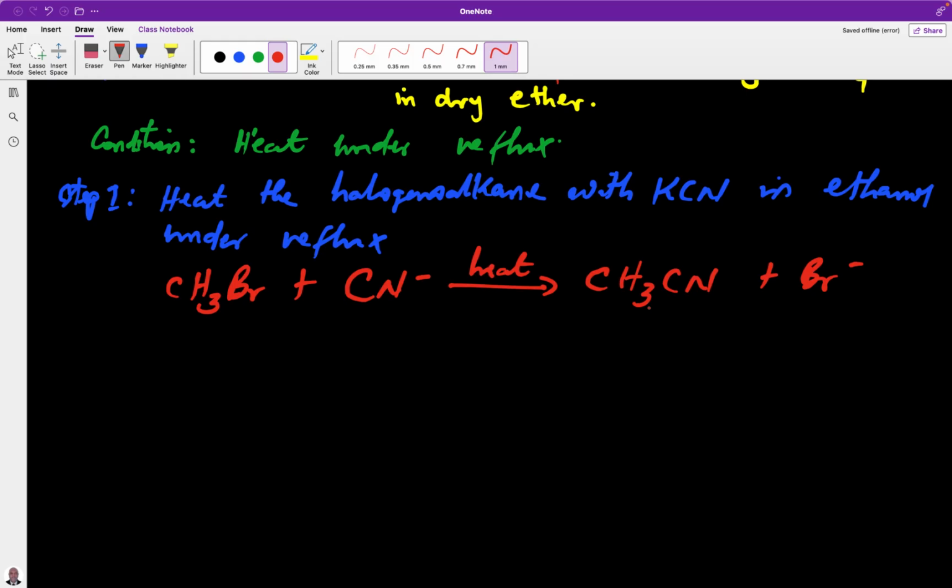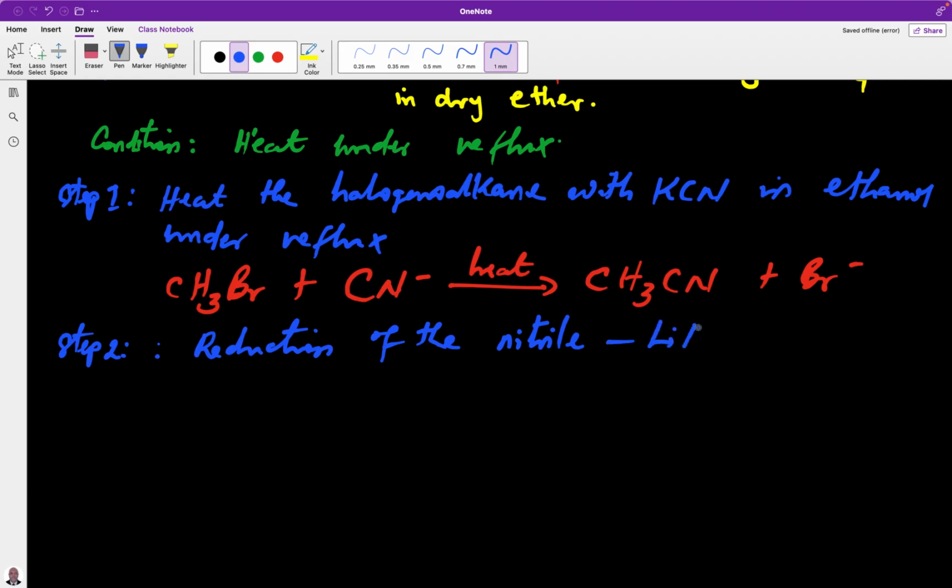Then step 2, we have to reduce the nitrile. Step 2, reduction of the nitrile using lithium tetrahydroaluminate in dry ether.